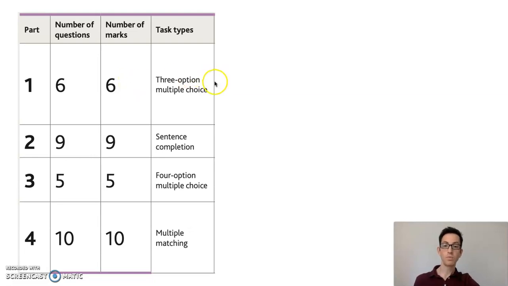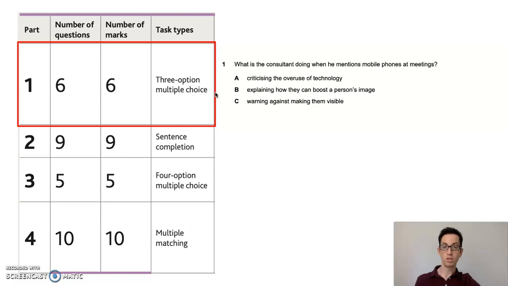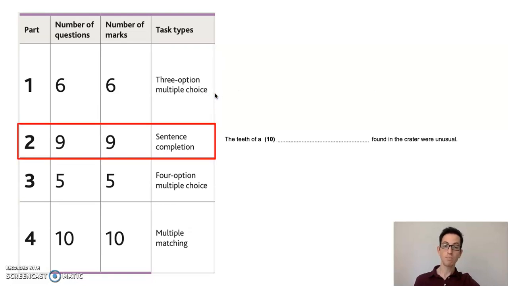In part 1, you are faced with a 3-option multiple choice task. So in that task, for every question, you have to read the question and then choose the answer which fits best from options A, B, and C. In part 2, you have a sentence completion task. What that involves is that you have to listen to the recording and read sentences at the same time. Sentences contain gaps, and for each of those gaps you have to pick out a word or a short phrase from the recording that fills the gap correctly.